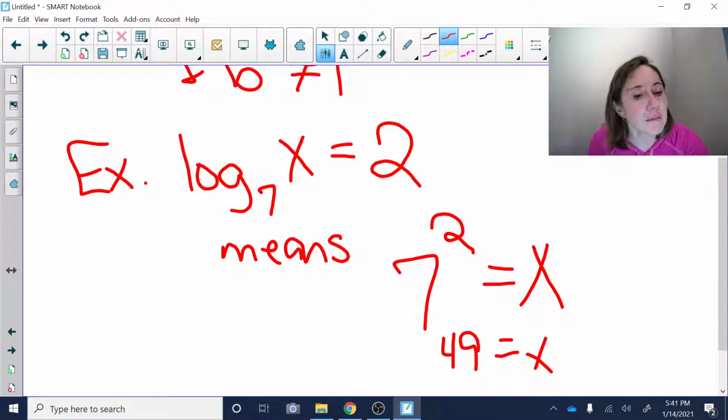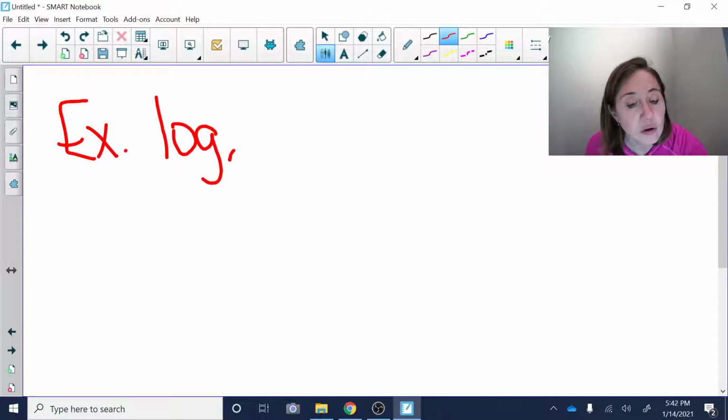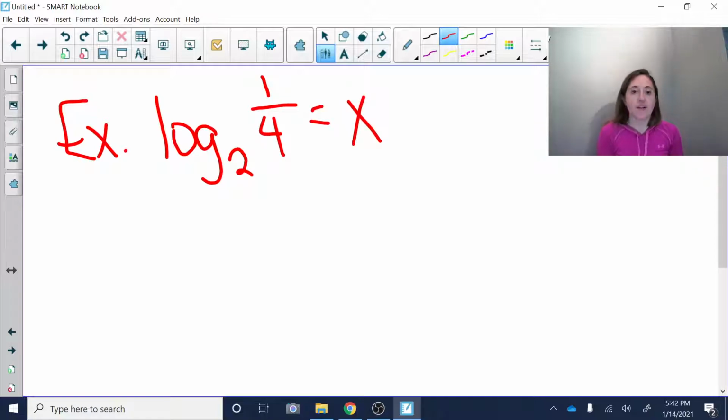Let's try another one. Let's do log base 2 of, oh, I know, how about 1/4 equals x? So let's try this. This looks a little tricky. Log base 2 of 1/4 equals x.